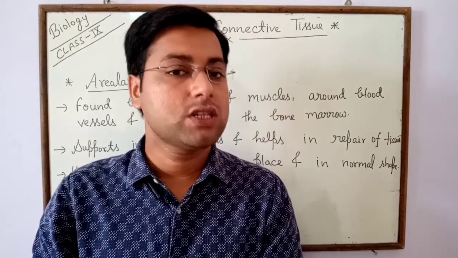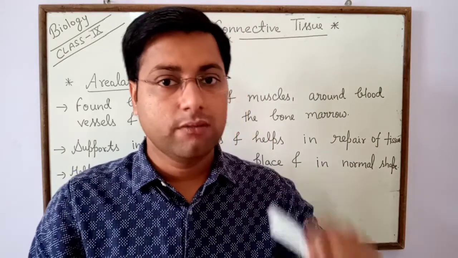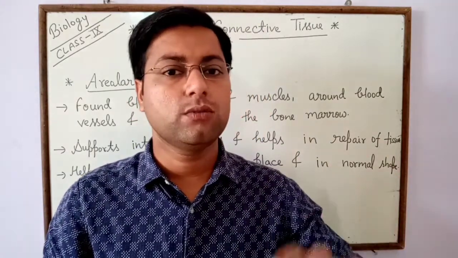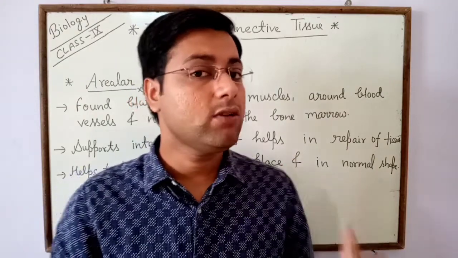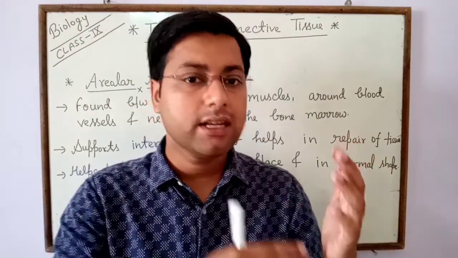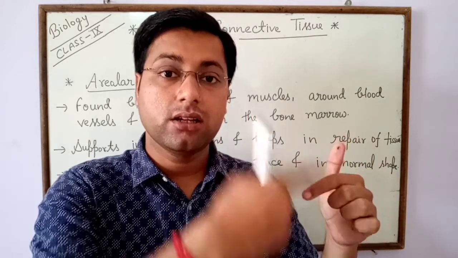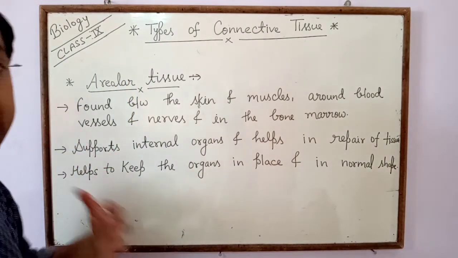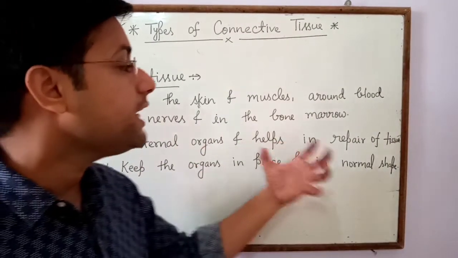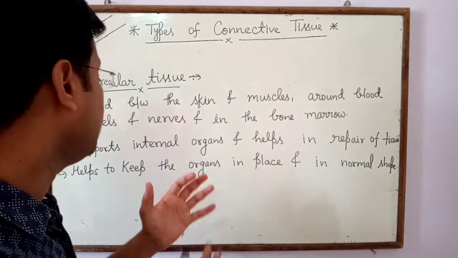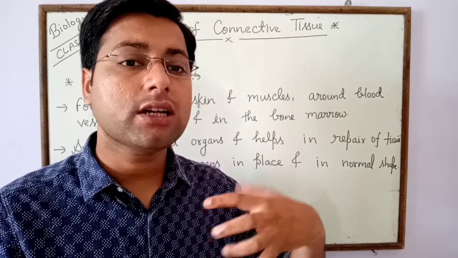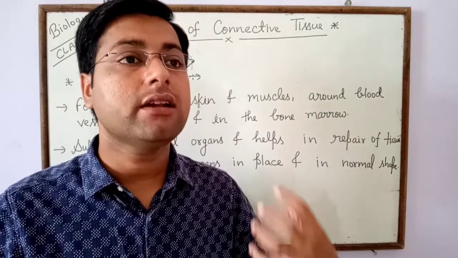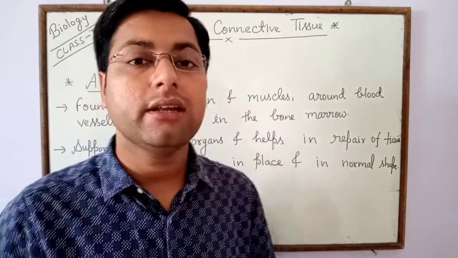Bone marrow is responsible for production of blood, because blood is produced by bone marrow, and many types of lymphocytes are also produced by bone marrow. Areolar tissue is present in between the muscle and skin, around the blood vessels, nerves, and in bone marrow. The areolar tissue supports internal organs and helps in repair of tissue. It supports internal organs, meaning internal organs are fixed in their place.